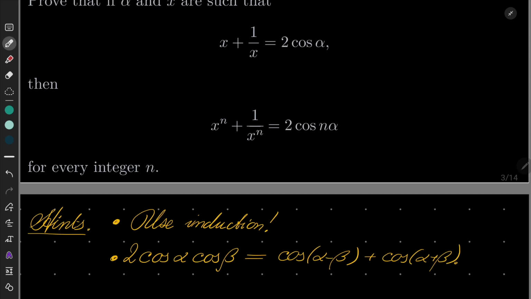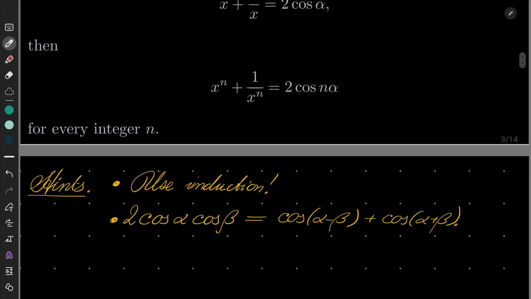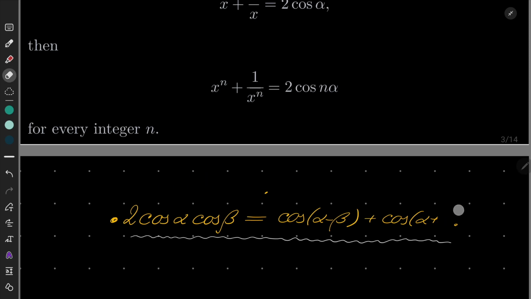So my hints for this problem: the most obvious solution is to use induction, and keep in mind this nice formula for the product of cosines. Twice the cosine of alpha times cosine of beta equals cosine of alpha minus beta plus cosine of alpha plus beta. So give this problem a try and I will see you in a minute.